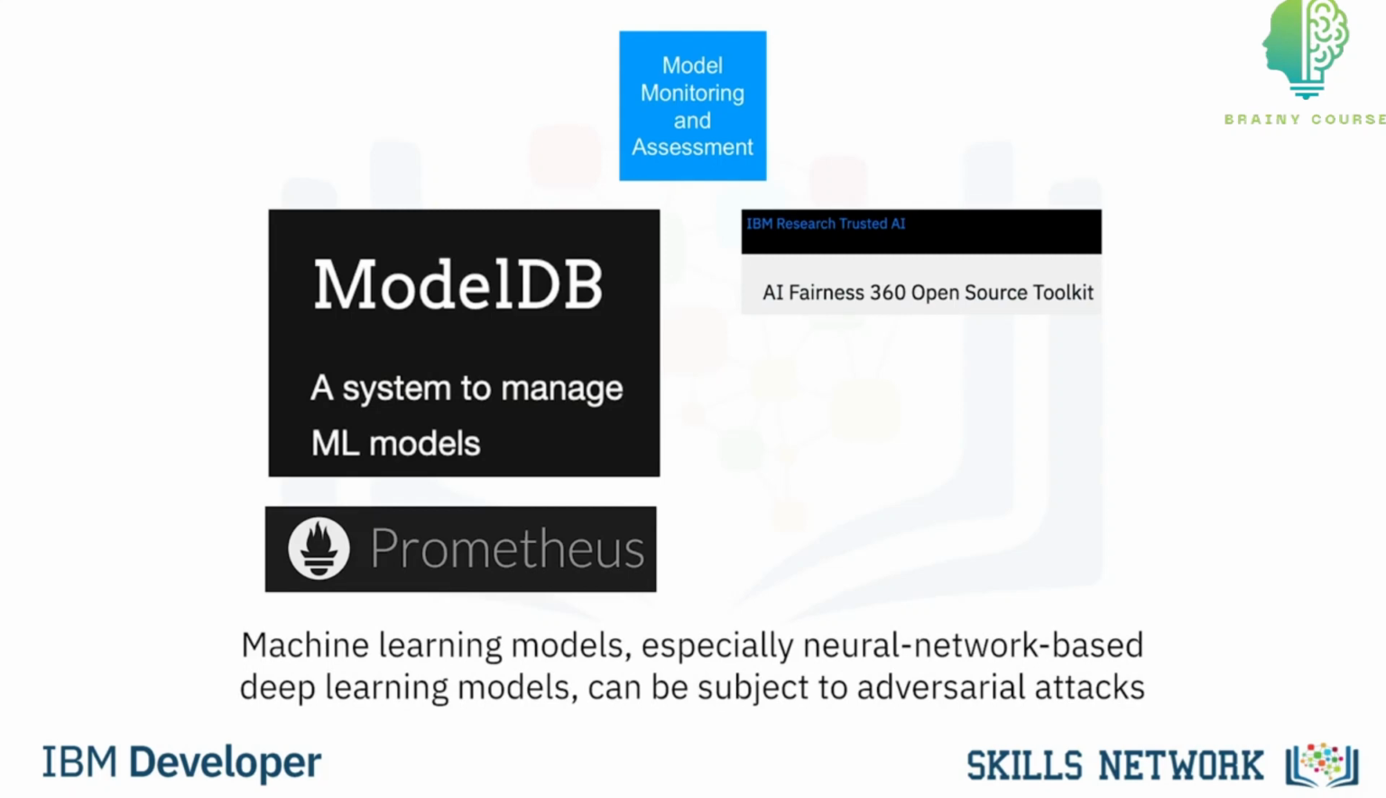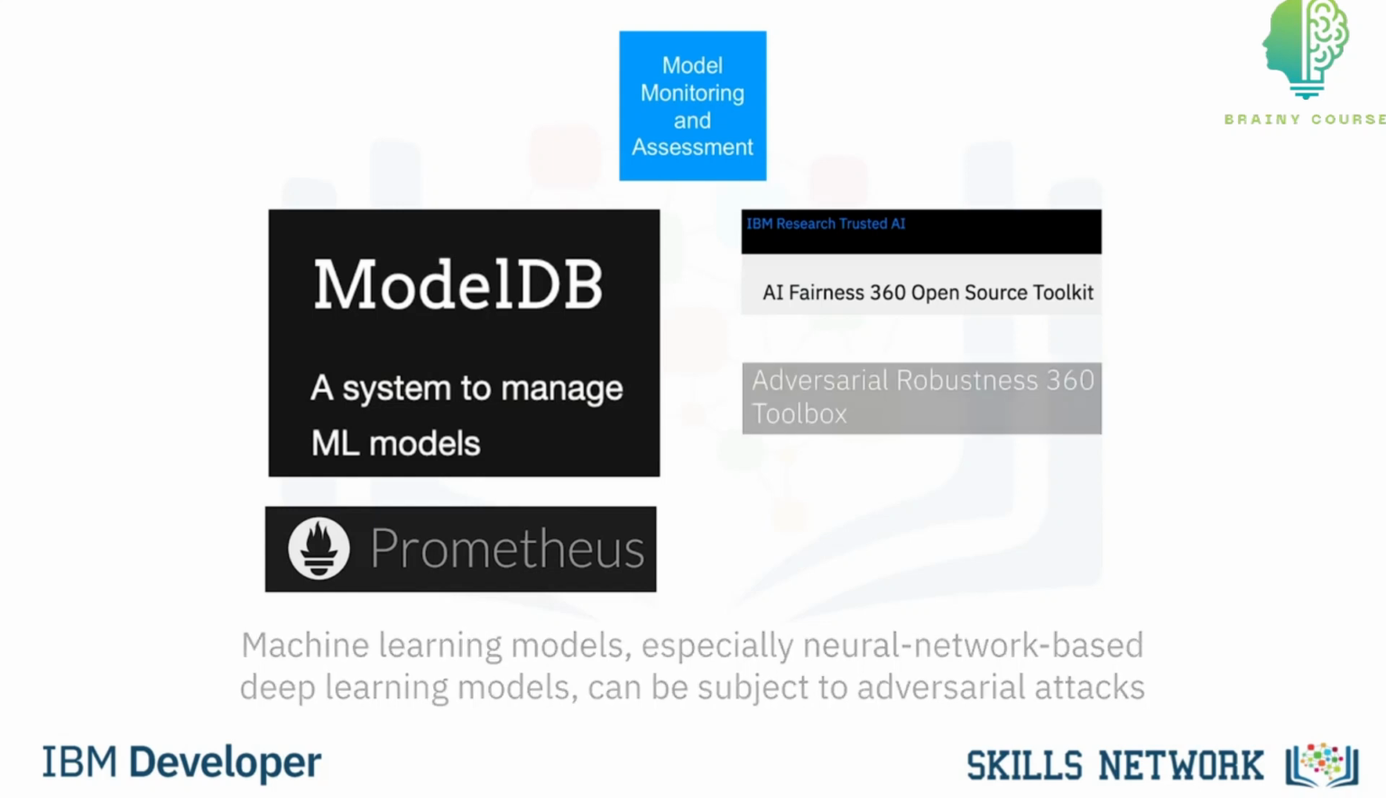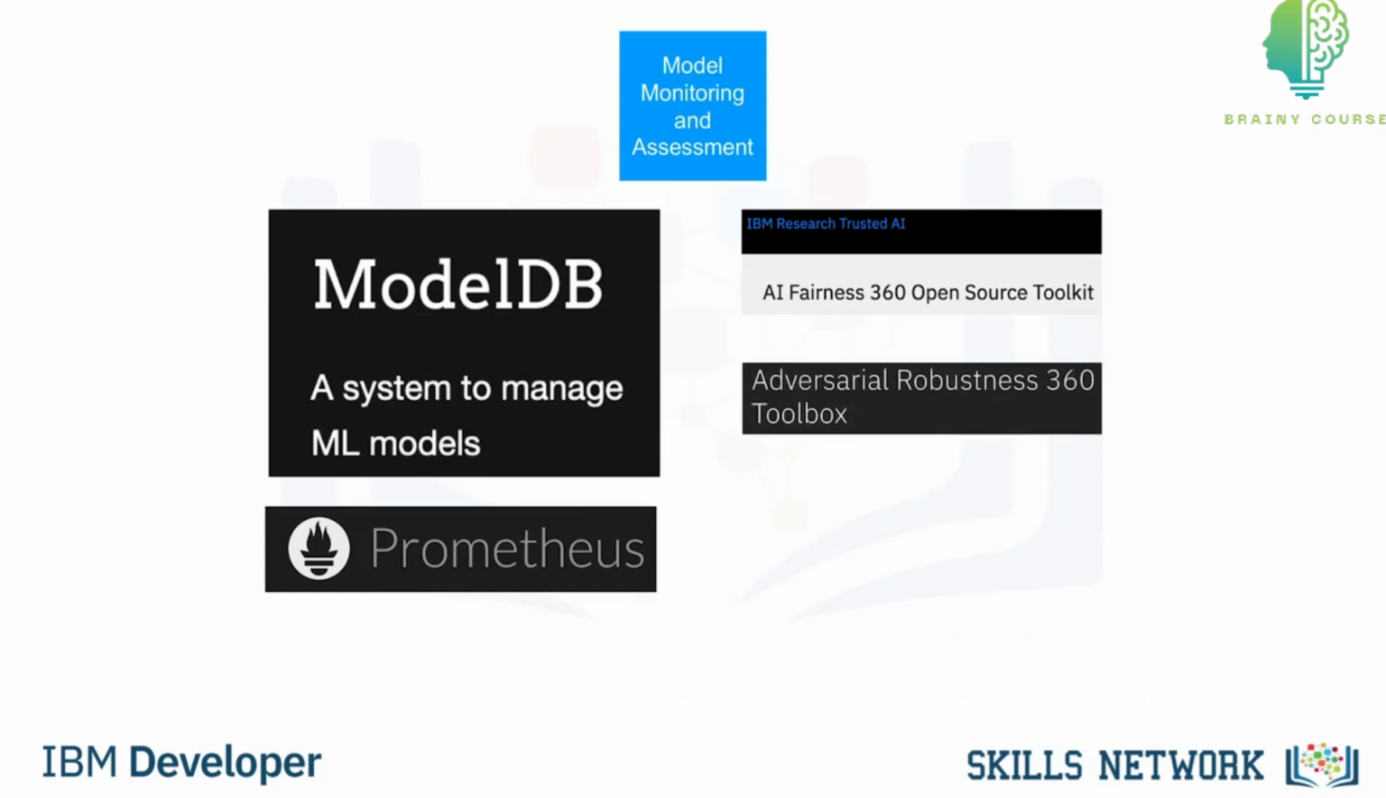Machine learning models, especially neural network-based deep learning models, can be subject to adversarial attacks, where an attacker tries to fool the model with manipulated data or by manipulating the model itself. The IBM Adversarial Robustness 360 toolbox can be used to detect vulnerability to adversarial attacks and help make the model more robust.